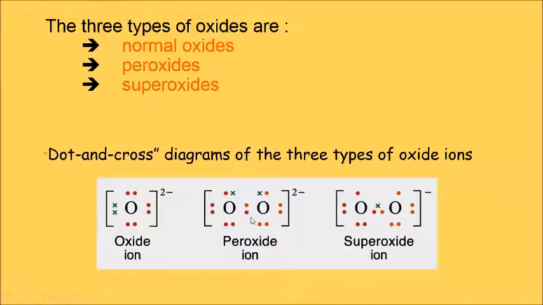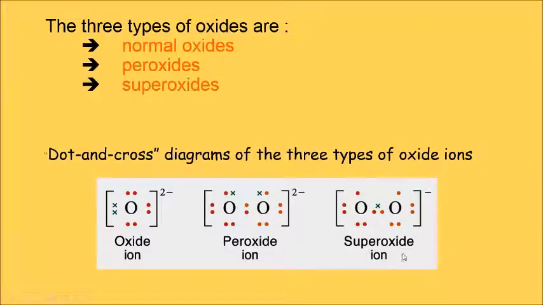The second case, peroxide, we have gained here 2 electrons. So each oxygen is gaining 1 electron, making it a peroxide ion. Already it has 6 electrons each, plus 2 electrons are gained, which are shared between these two oxygens.